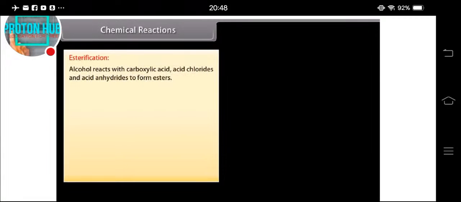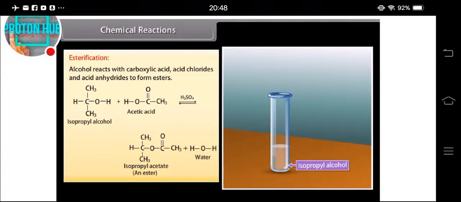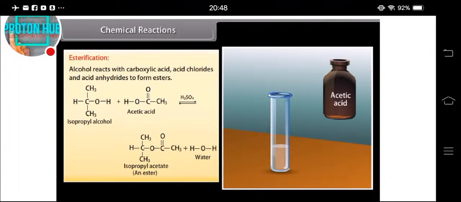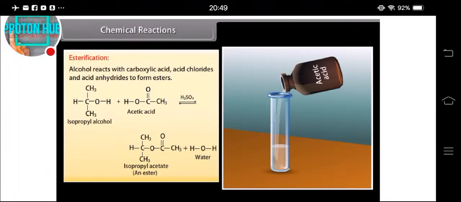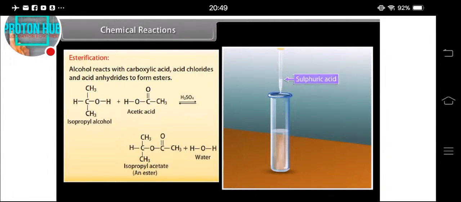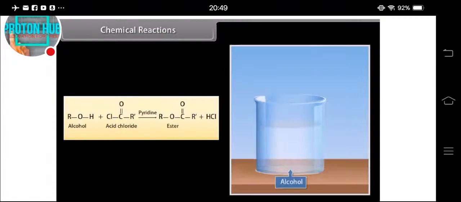Chemical reactions. Esterification. Alcohol reacts with carboxylic acid, acid chlorides, and acid anhydrides to form esters. Isopropyl alcohol reacts with acetic acid in the presence of sulfuric acid to form isopropyl acetate and water. Alcohol reacts with acid chloride in the presence of pyridine to form ester and hydrochloric acid.